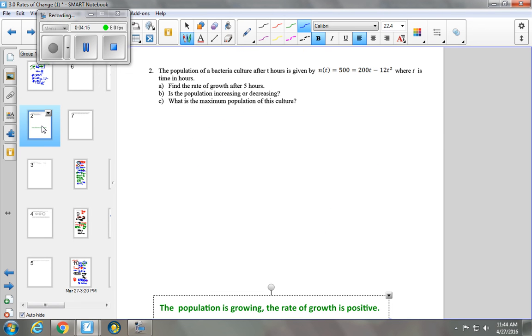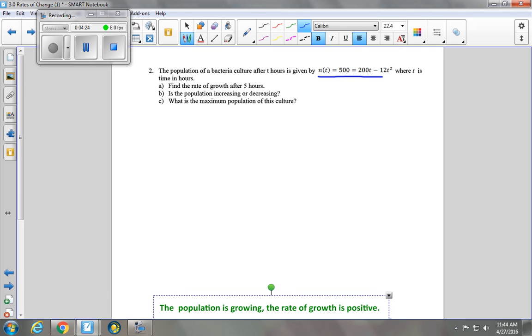Okay, population growth, number 1. It says the population of a bacteria culture after t hours is given by this formula. What are we probably going to have to do with that formula? Probably take the derivative, yeah. Where t is time in hours. Part A says find the rate of growth after 5 hours. And you can throw 5 in there. Yep, exactly. So the first one, all we have to do is throw 5 into that.